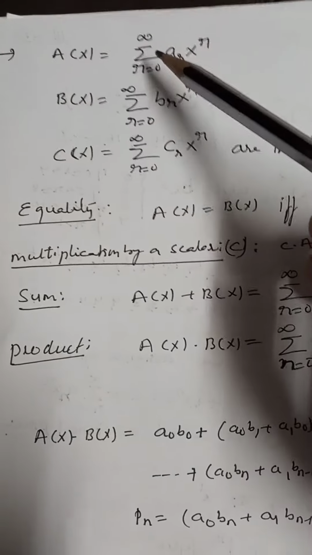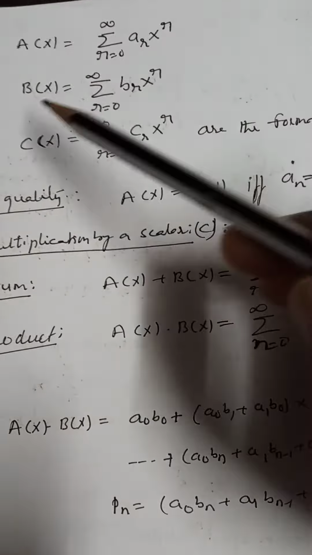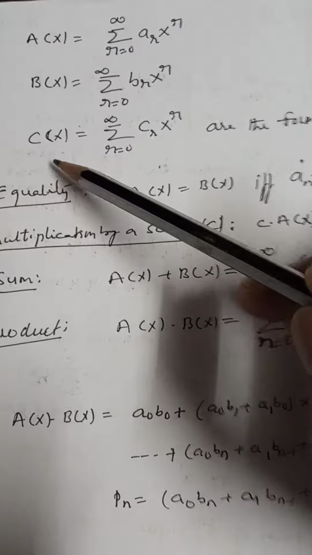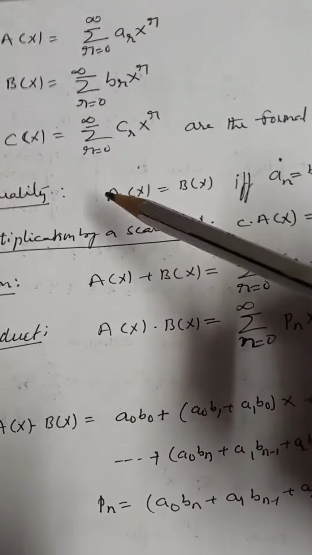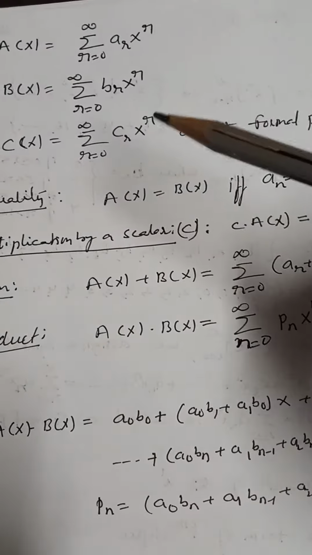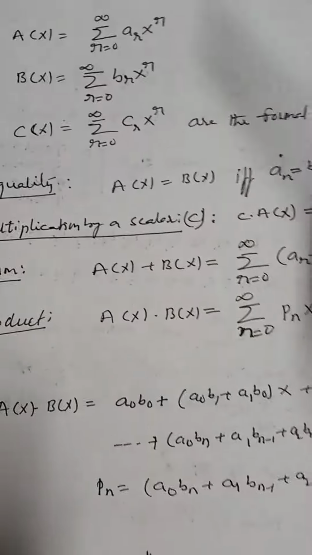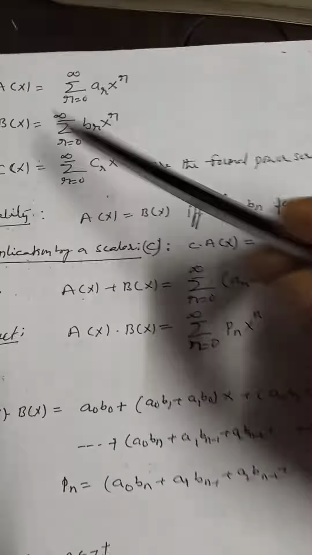Now see, some examples are given to you, some properties. A of x is equal to summation r running from 0 to infinity a r x power r, b of x is equal to summation r running from 0 to infinity b r x power r. Similarly, c of x is another power series, or you can say generating function, r running from 0 to infinity c r x power r, or the formal power series.